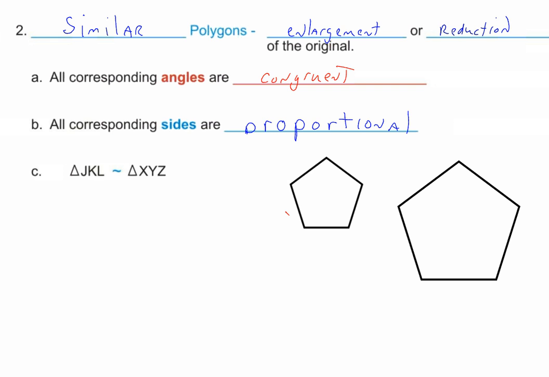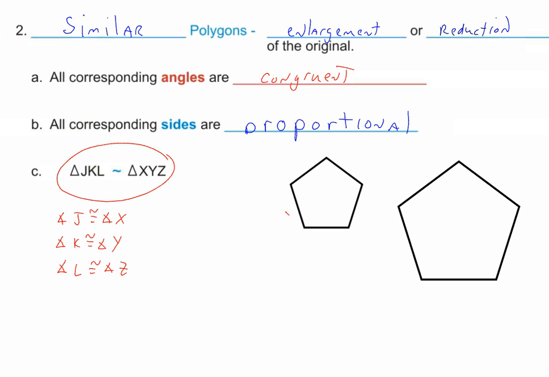Let's just list off the things that work here. So looking at the notation, we don't need to see the shapes, right? We know angle J is congruent to what angle? Correct. We know angle K is congruent to what angle? Because I need to know. And we know angle L is congruent to what angle? Z.